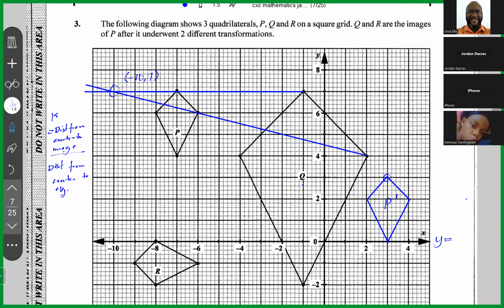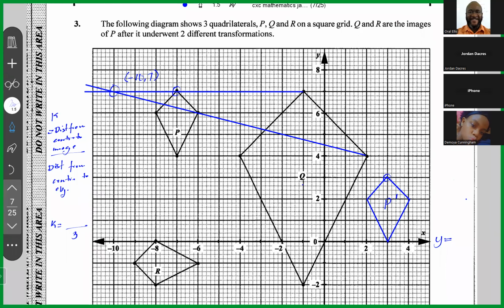Now, from the center to this point here, it's 1, 2, 3 units. That point is a point on P, which is the object. So that is the distance from the center to the object, that is 3. So K is equal to, the bottom value is 3, the distance from the center to the object.